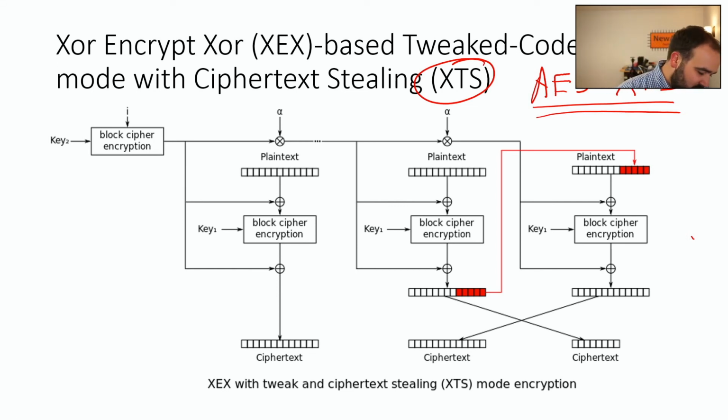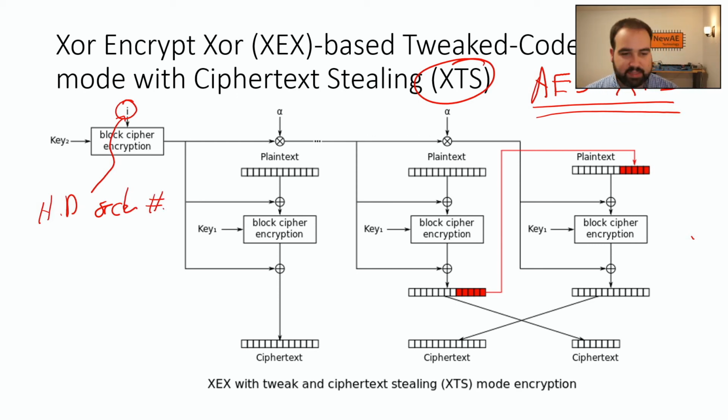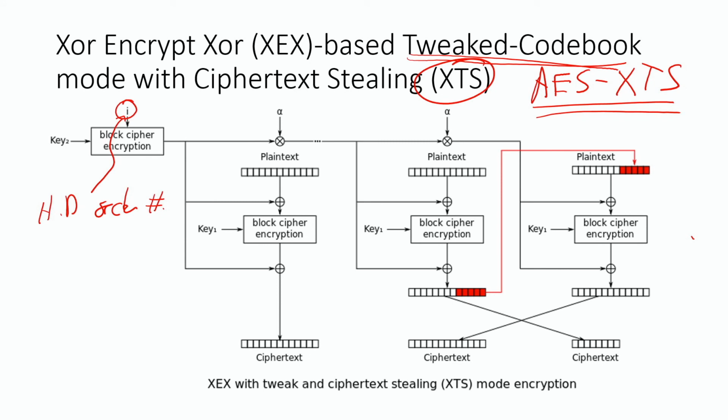And basically what you have up here is a hard drive sector number. You can see it's a bit like a counter mode. And what we have is a tweak. The idea of this tweaked codebook is that the tweak is dependent on the area of the hard drive we're accessing. So we add some tweaks that depend on the sector we're accessing.